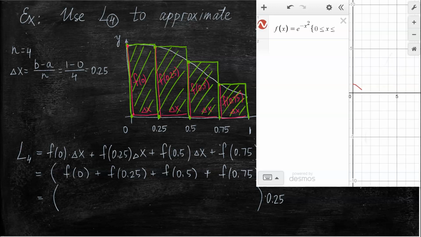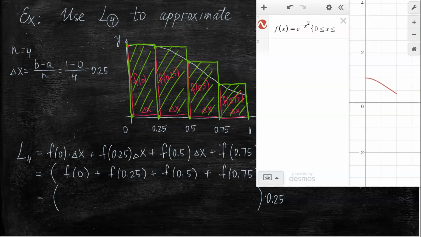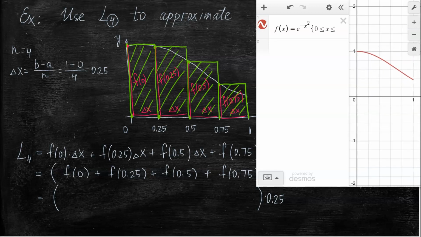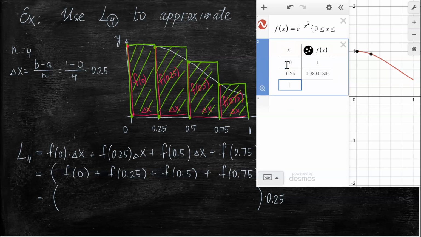This is what it looks like, kind of what I drew out, right? But again, we're not interested in the function itself. We're interested in the output of this function at certain points. So for that, I'm just going to create a table of inputs and outputs. And the first input is at 0, then at 0.25, at 0.5, and at 0.75.